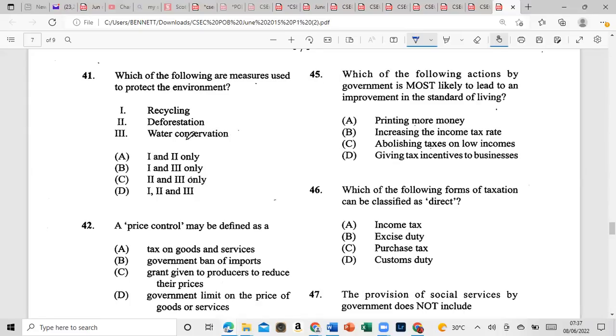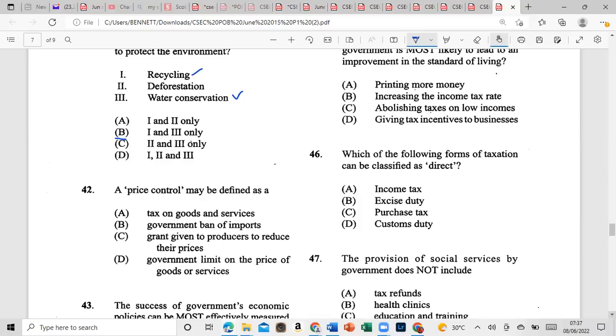Recycling and water conservation. So let me see that. 1 and 3. So that's B. Let's move on to 42. All the best in your exams.